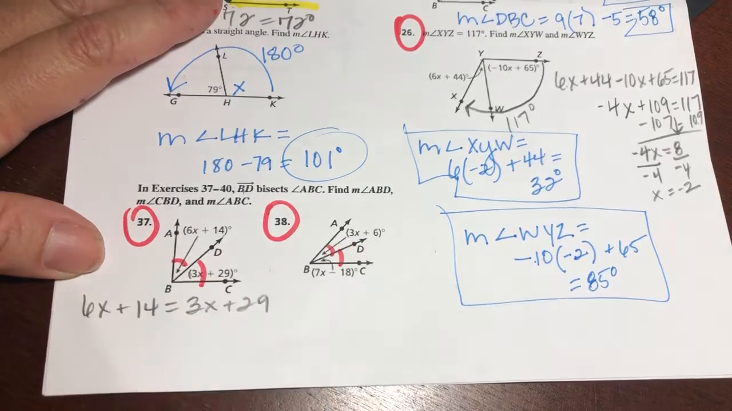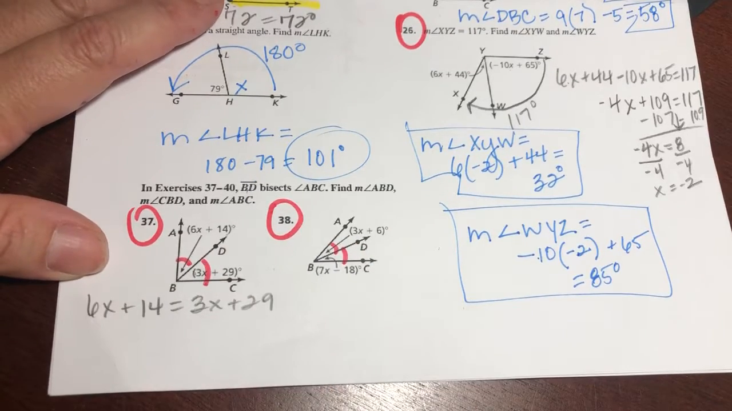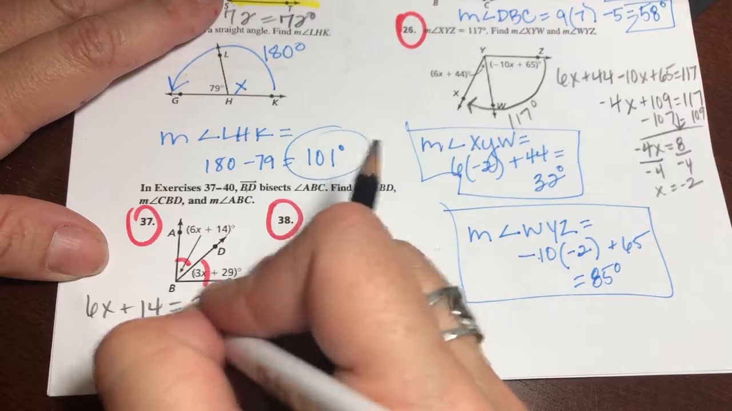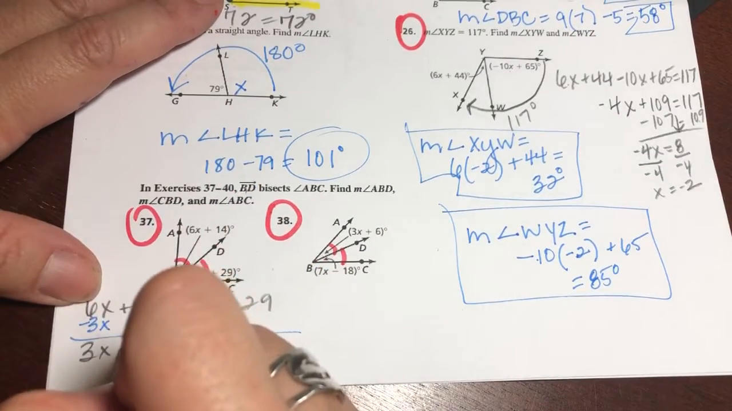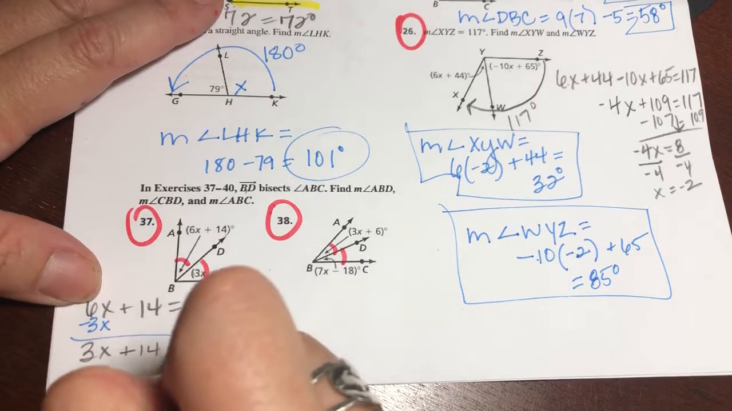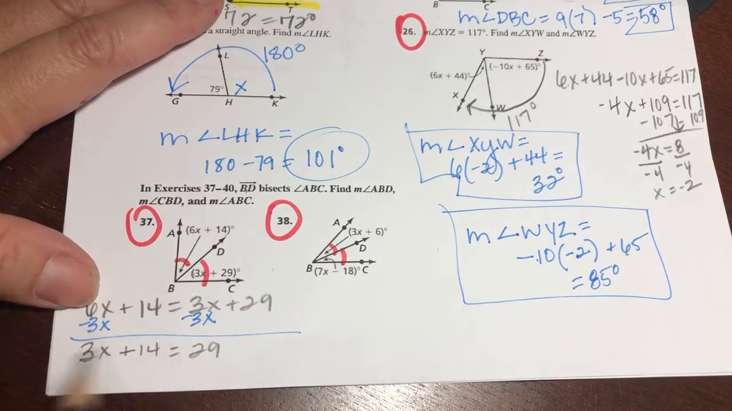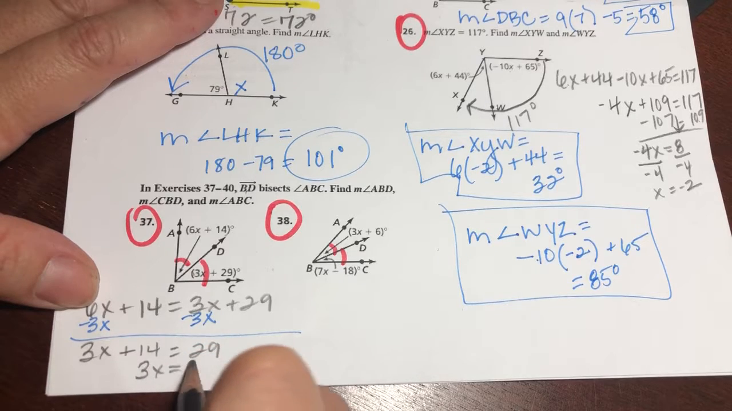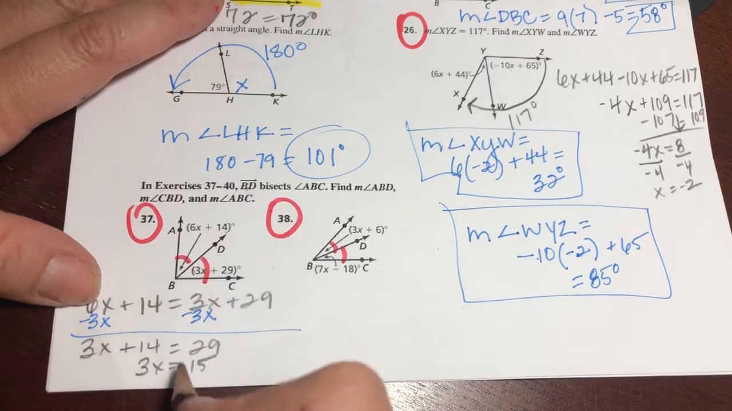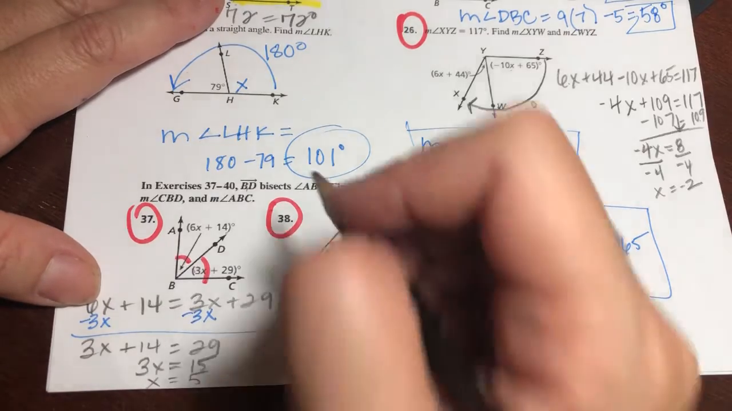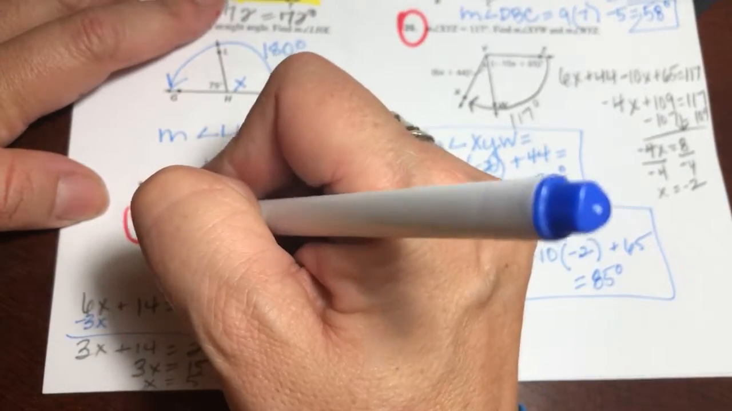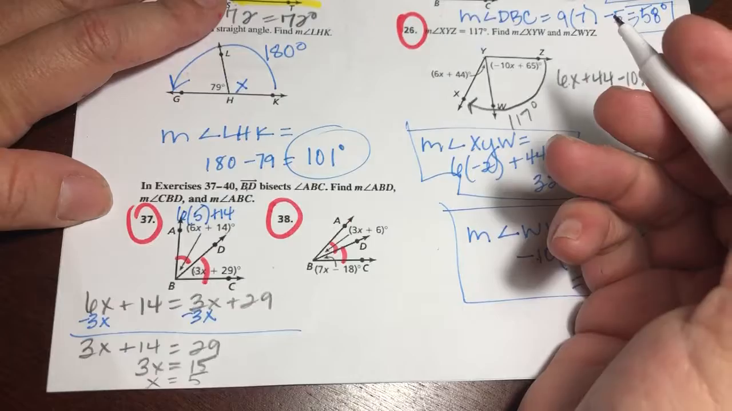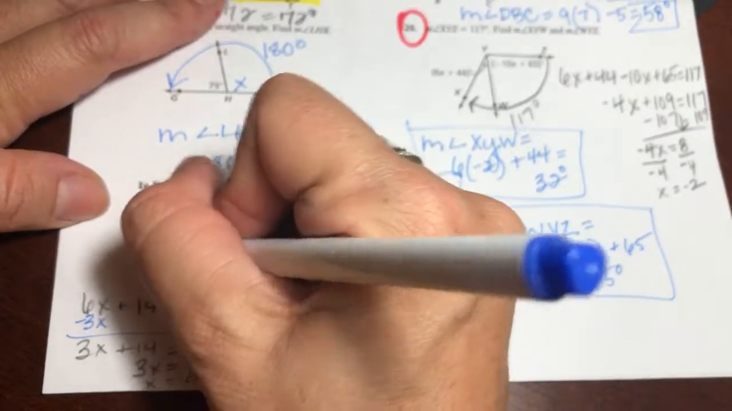So setting them equal to each other and starting my undoing process, if I take away 3x from both sides, I'm going to run out of room here. I'm going to get 3x plus 14 equals 29. And if I take 14 away from both sides, it's going to take me to 3x equals 15. When I divide by 3 on both sides, x is 5. Now, I know I left off some steps there, but I talked through them. I'm going to come back up here and put in my 5. What is 6 times 5 plus 14? That is 30 plus 14, 44 degrees.